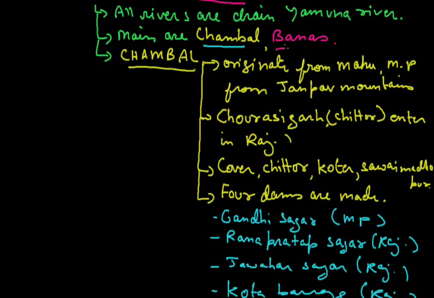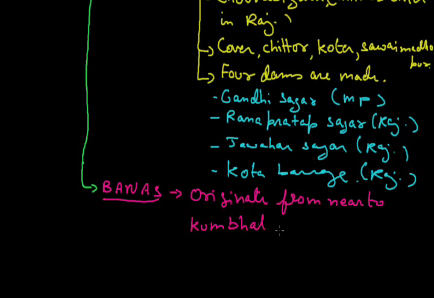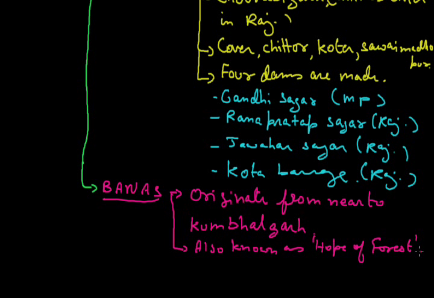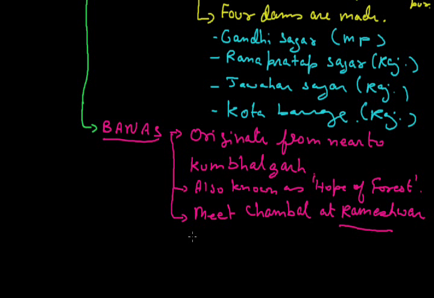So let us come to the Banas. It originates near Kumbhalgarh in Mewar. This Banas river is also known as Hope of Forest, in Hindi Van Ki Asha. It drains, or we can say meets, Chambal at Rameshwar in Sawai Madhopur district of Rajasthan. Here is a very famous dam. The name of that dam is the Bisalpur Dam, which is near Tonk.